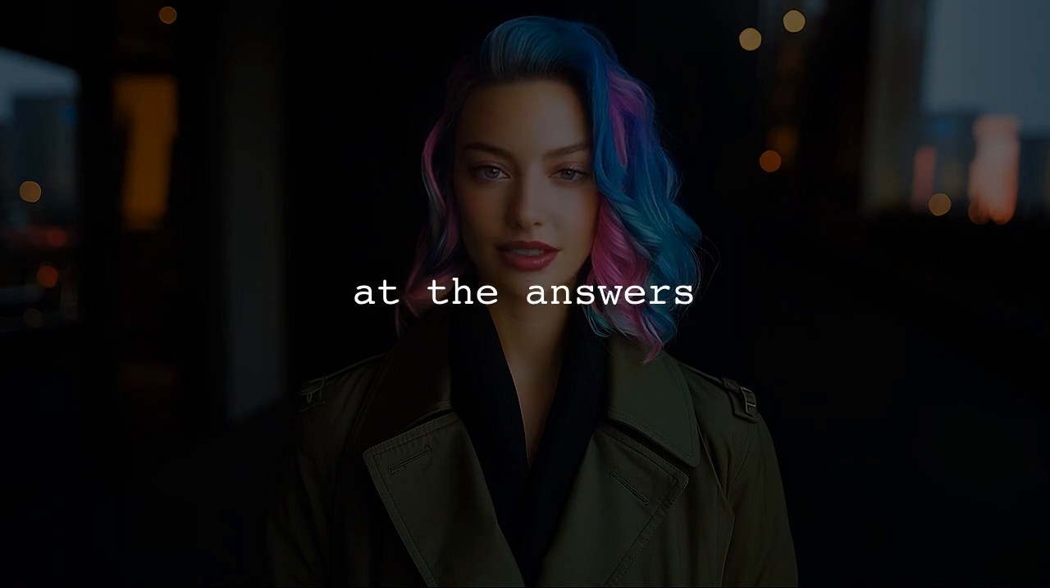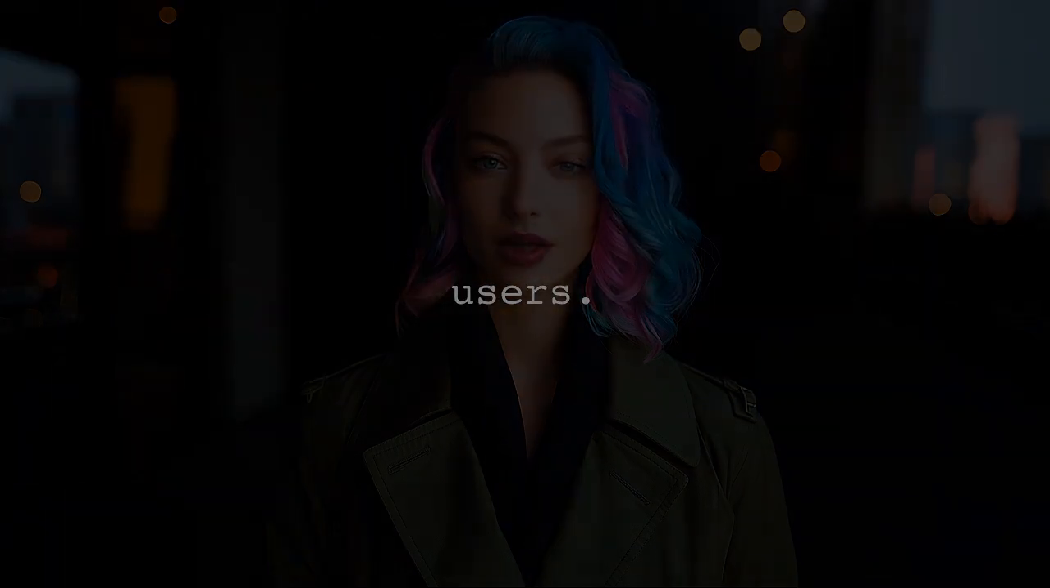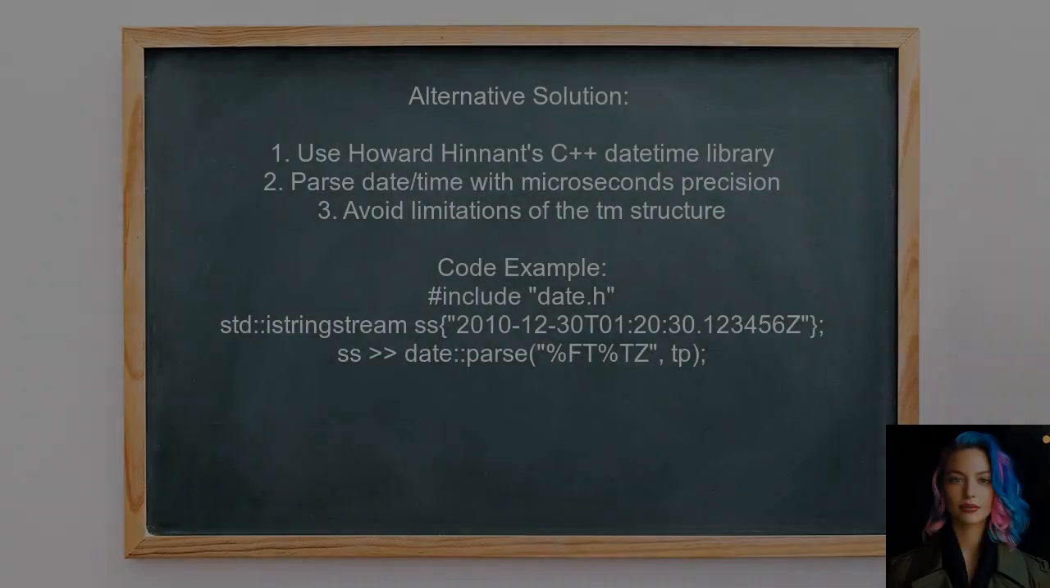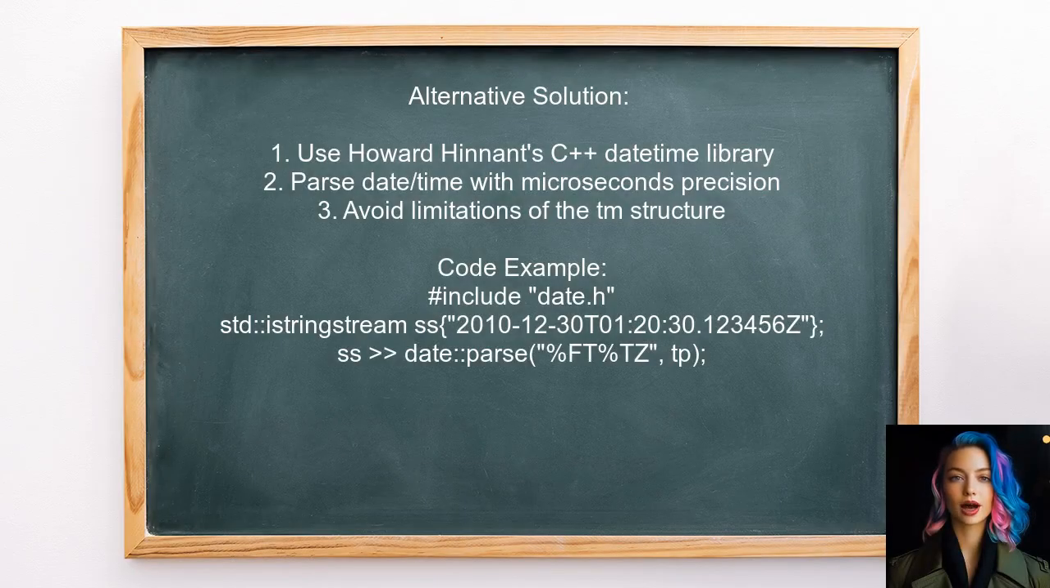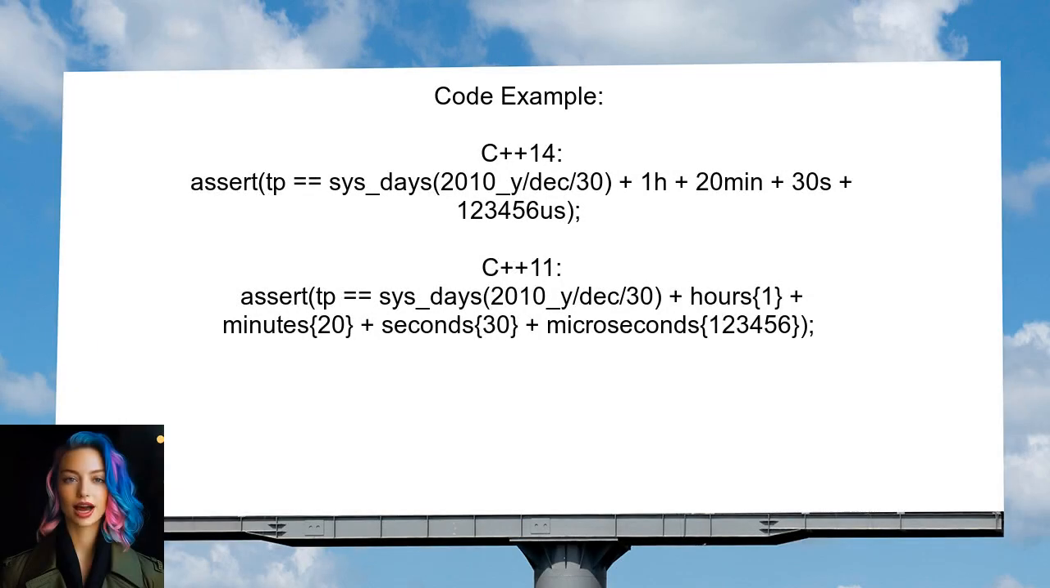Now, let's look at the answers provided by other users. An alternative solution comes from using Howard Hinnant's open-source C++ datetime library. This library allows you to parse date and time with microseconds precision, unlike the standard tm structure, which is limited to seconds. You can easily parse any precision you need by using a time point. In this example, you can see how to parse a date string with microseconds.